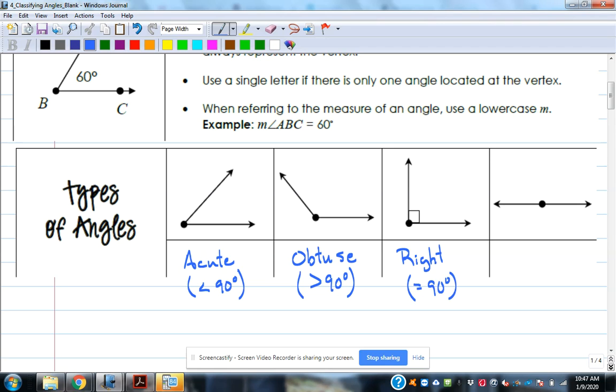And then the last one may be the one we may not know. I don't know. Well, it's a line. That's true. It looks just like a line. What we call that is a straight angle.